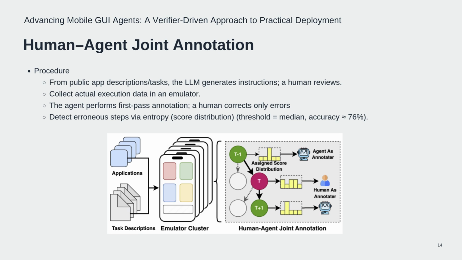They use verifier confidence entropy to flag likely mislabels with a median entropy threshold. They catch about 76% of real errors, and humans only correct flagged steps, drastically cutting effort. The result is a fully labeled dataset of state-action pairs ready for P3 training, with agents doing the bulk and humans correcting the edge cases. Next, they iterate this loop to scale.